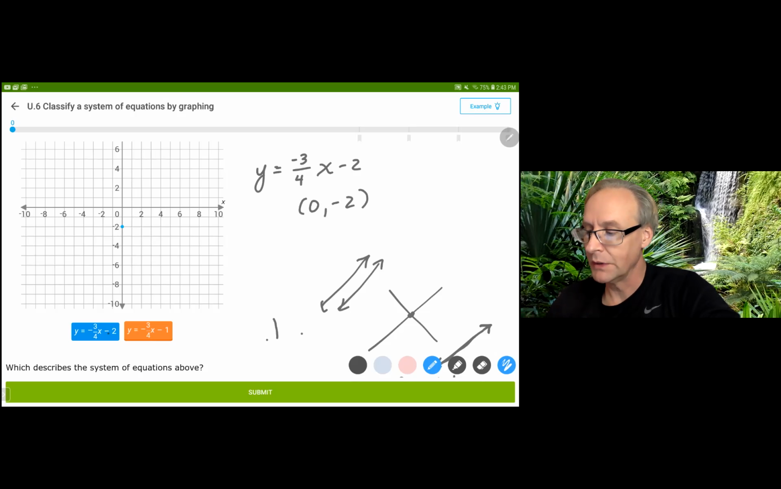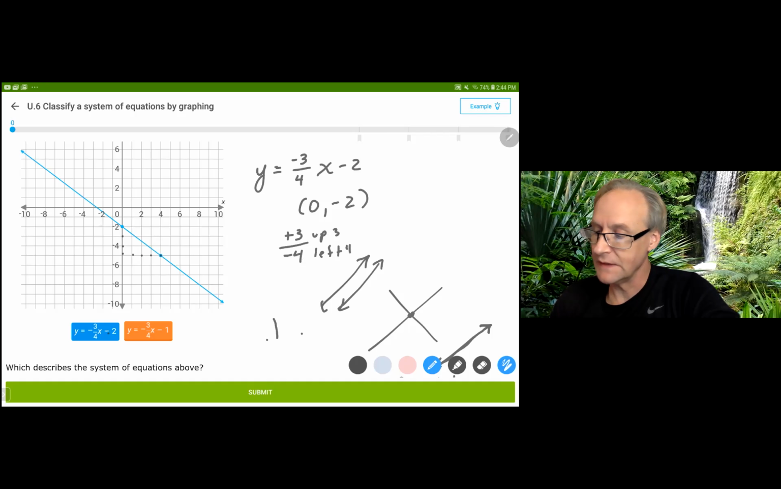Now I'm going to count my slope. From 0, -2, I'm going to count down 3, 1, 2, 3, and over 1, 2, 3, 4. That is a slope of down 3 over 4. Notice that I always go to the right because that's a positive value. Now you could have gone up 3 and back 4, which would be up 3 and left 4. And you can see that if I go up 3 and left 4, I end up over there. Anyway, that's the first equation, and I'm not going to go into any more detail. We're just going to do the second one.